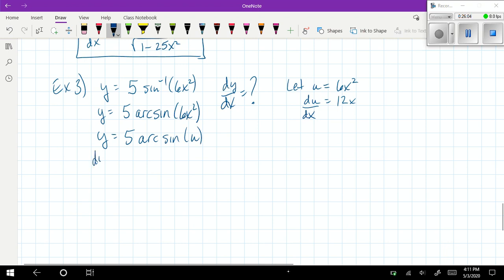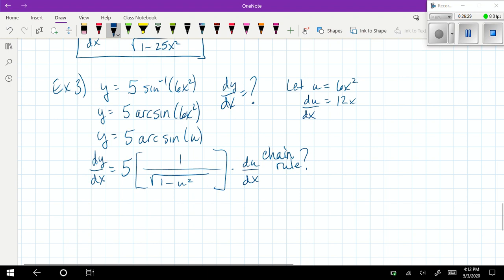So I want the derivative of y with respect to x. The 5 just comes along for the ride. Now I need the derivative of arc sine u. We should know the derivative of arc sine u looks like this, 1 over the square root of 1 minus u squared. But don't we have to multiply this by the derivative of u with respect to x? This is my chain rule right here. So putting everything back into play, my dy dx becomes 5, and I am looking at square root of 1 minus, what was my u? 6x squared, quantity squared, and my du dx is 12x.